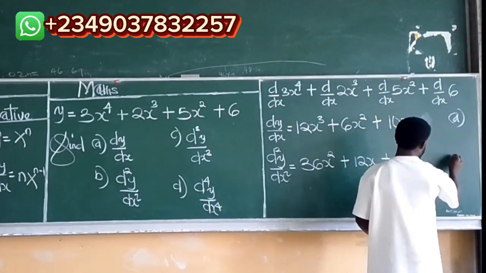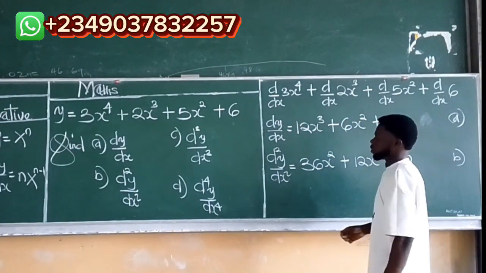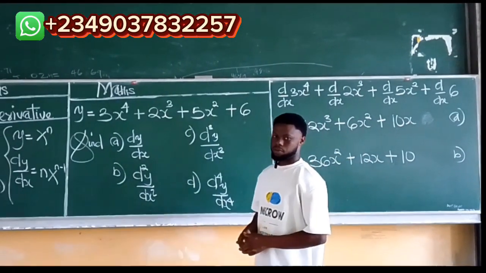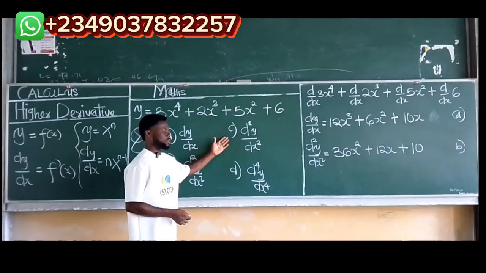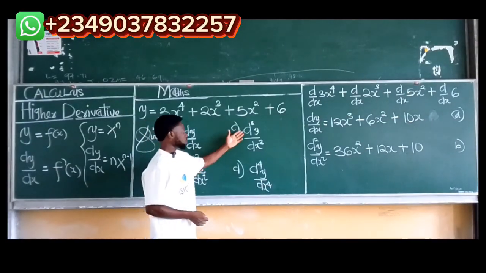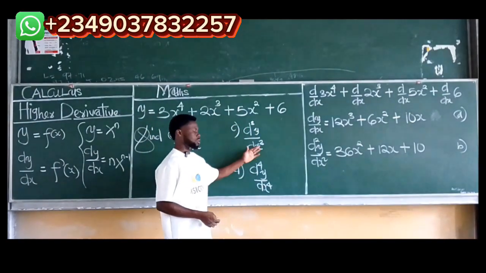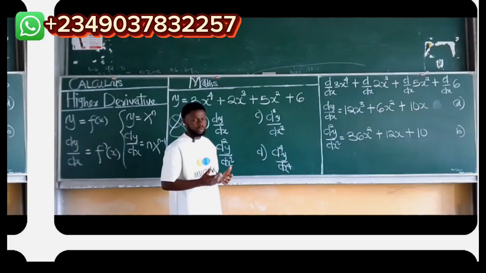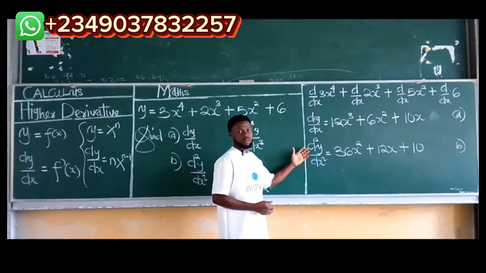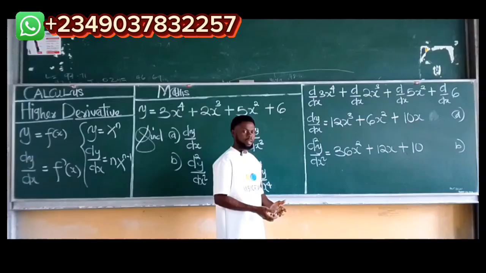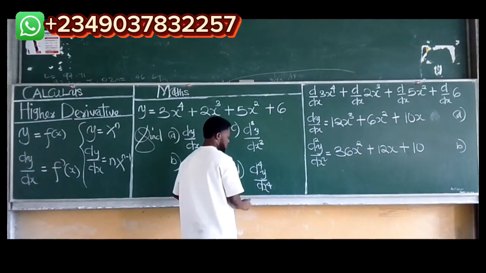And this is the final solution for B, the second derivative of the function given. Now let's consider the third derivative, which is d³y over dx³. To obtain the result, we are going to differentiate the result obtained from the second derivative again.